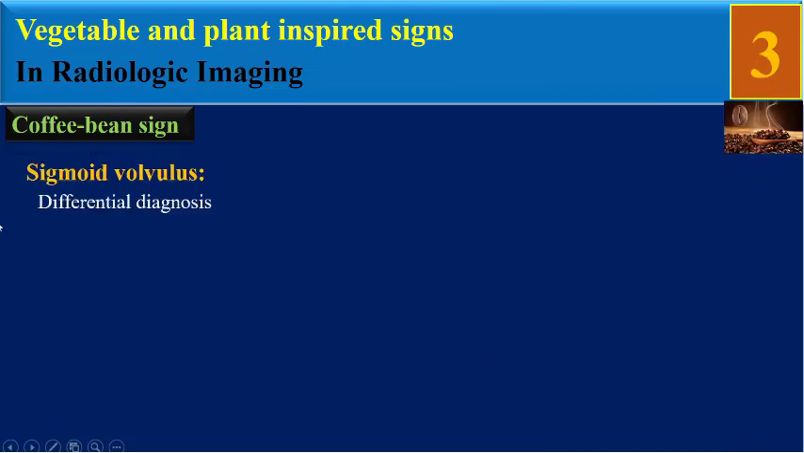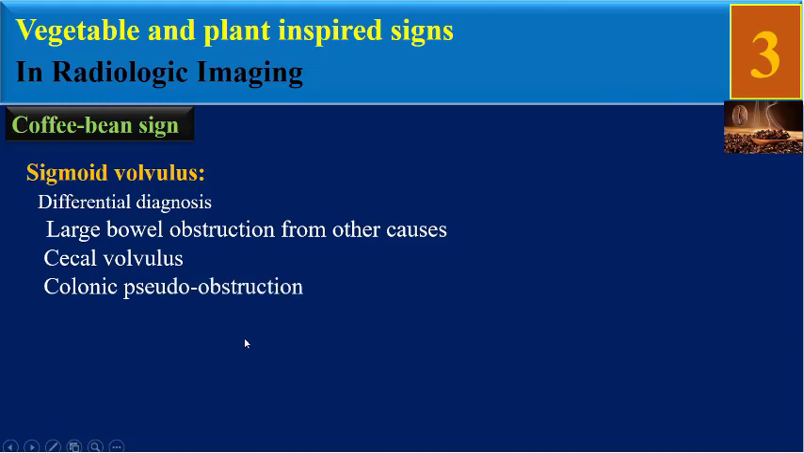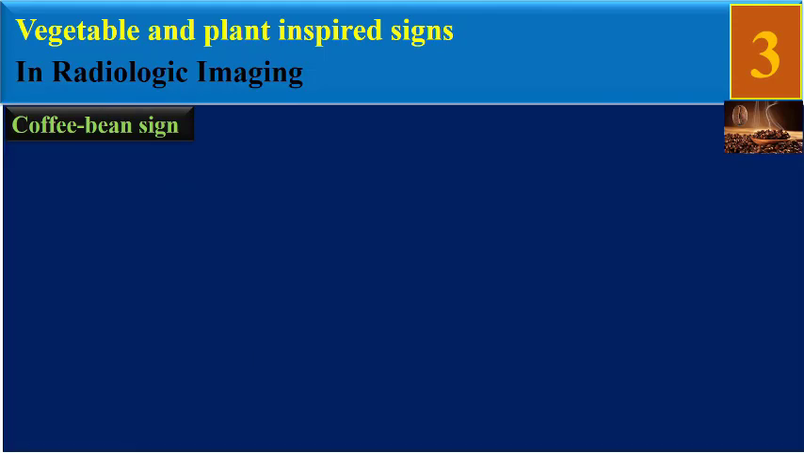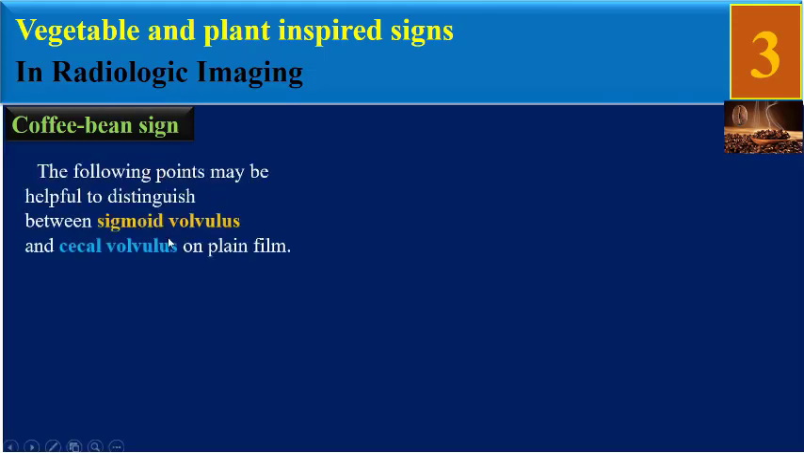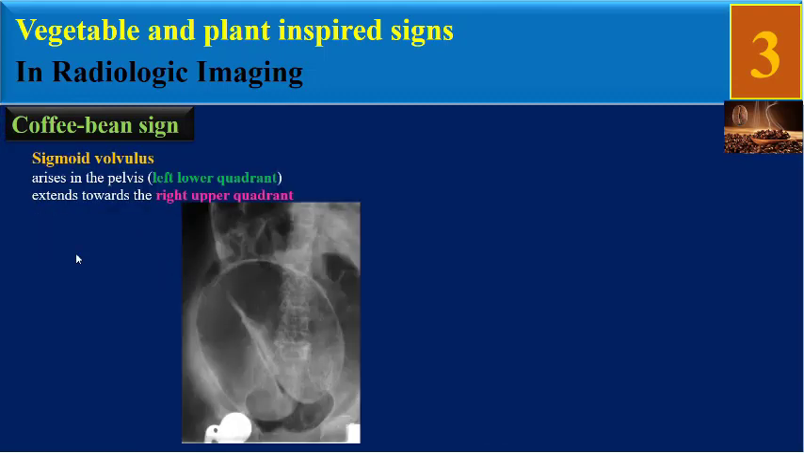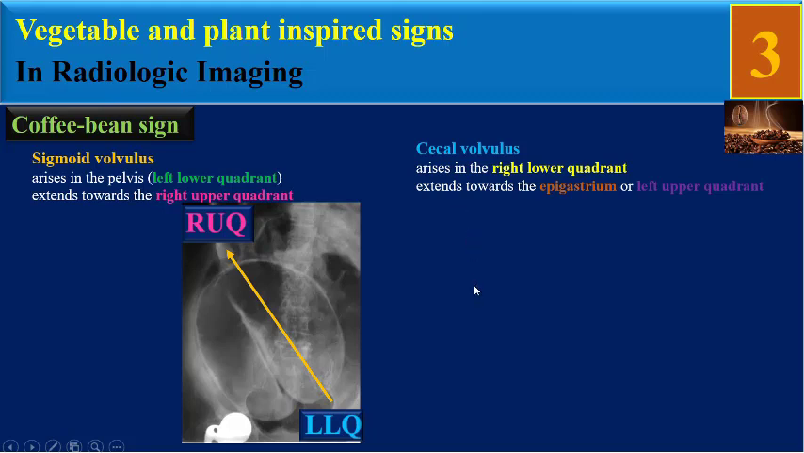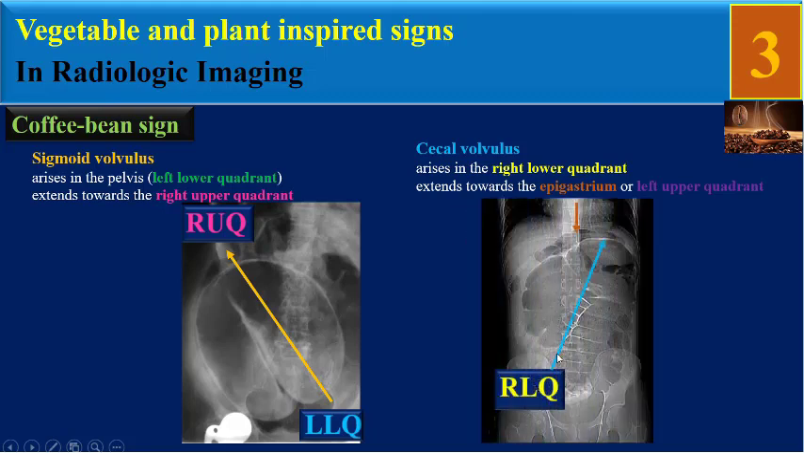What is the differential diagnosis of sigmoid volvulus, large bowel obstruction from other causes? The second, cecal volvulus and colonic pseudo-obstruction, of which the most important differential diagnosis is cecal volvulus. The following points may be helpful to distinguish between sigmoid volvulus and cecal volvulus on plain film. Sigmoid volvulus arises in the pelvis at left lower quadrant and extends toward the right upper quadrant, but in contrast, cecal volvulus arises in right lower quadrant and extends towards the epigastrium or left upper quadrant.